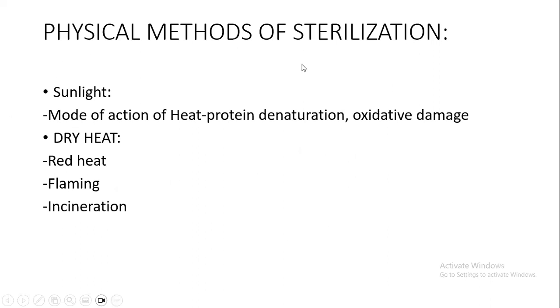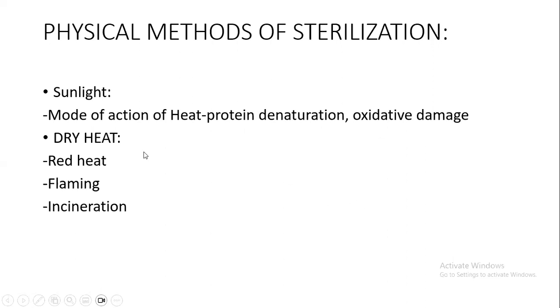So the first category of methods is based on heat. Sunlight is the most common mode of sterilization, which is commonly used for grains and such. And the mode of action is basically because of the excessive heat, it will cause protein denaturation and oxidative damage.